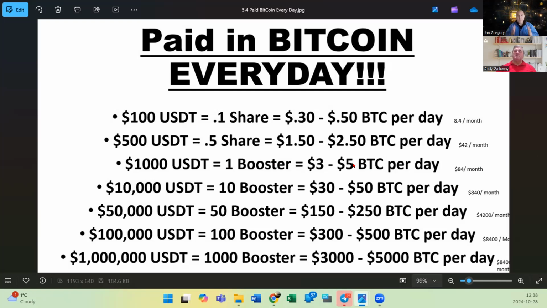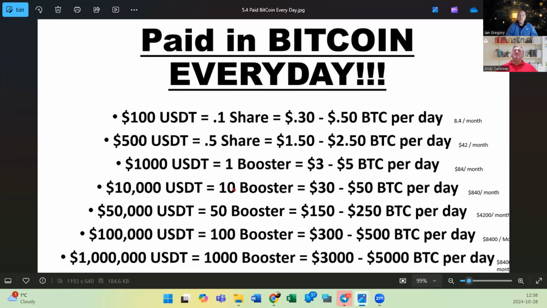You're losing money by doing nothing. You're also losing money if you don't take action, because other people are going to buy boosters instead of you. And there's only 500,000 boosters for sale. When it's done, it's done. Okay? So start wherever you're at.